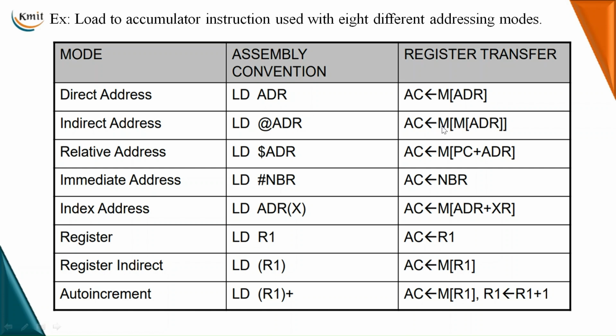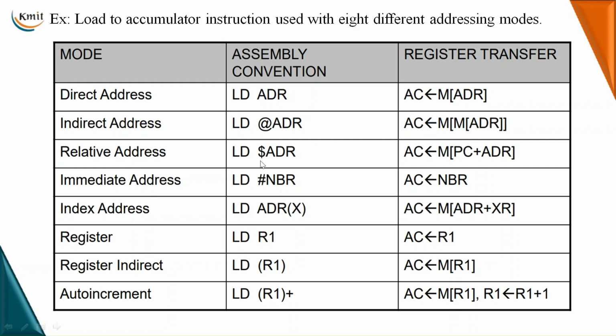So in the memory, we get an effective address. If you refer to that particular effective address, you get your operand. So M of address. Through this, the particular operand can be accessed and that is loaded into the accumulator.